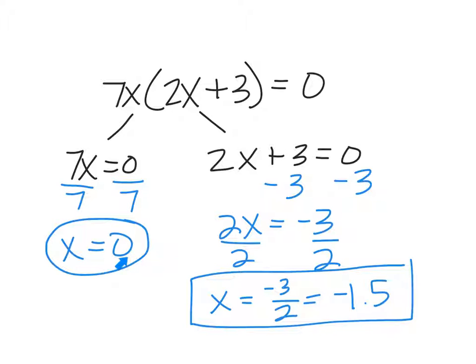So if I took x equals 0 and I plugged that back in up here, 7 times 0 is 0, and then 0 times this is going to get us 0. So both of these answers here make that equation true. We will talk more about why you'd want to solve these later this week.